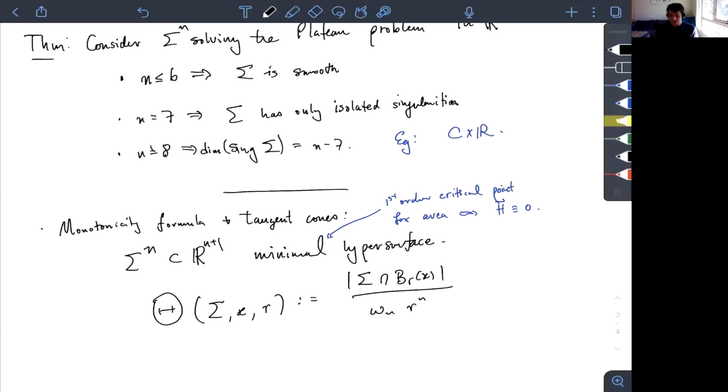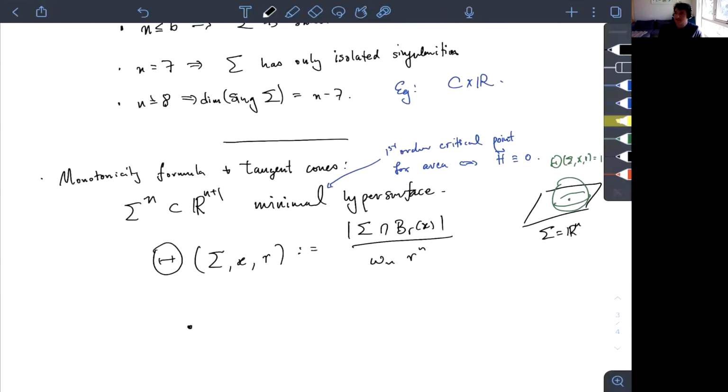And so in this case, you consider the following quantity. You consider the area of sigma in the ball of radius r, and you normalize it by the area of an n-dimensional disk in the ball of radius r. Notice that as a first observation, if sigma is equal to R^n, and you take a ball centered on the plane, then theta of sigma, x, r is 1.